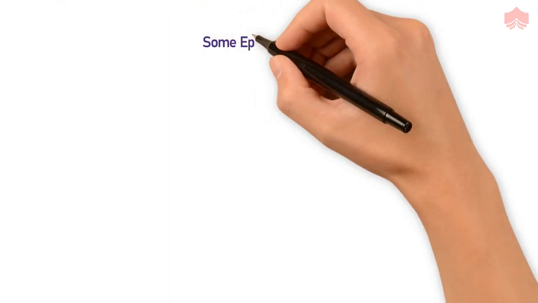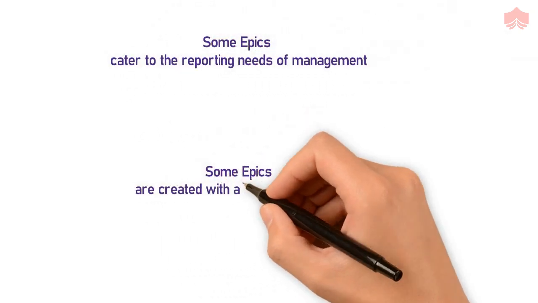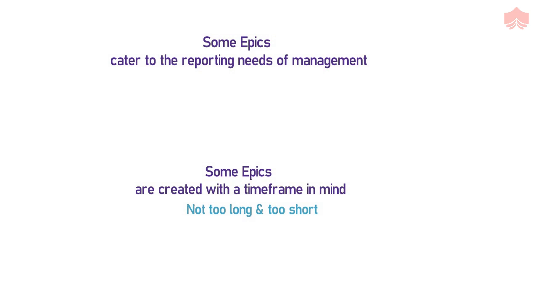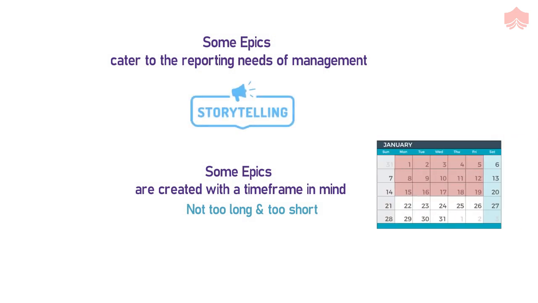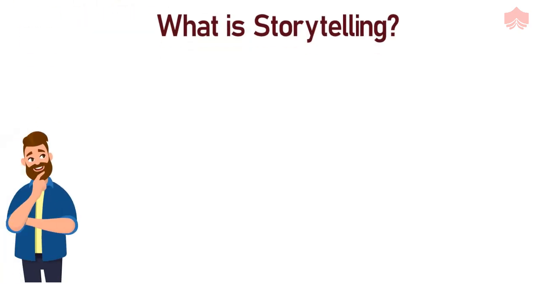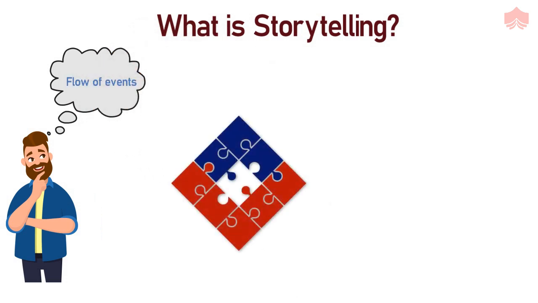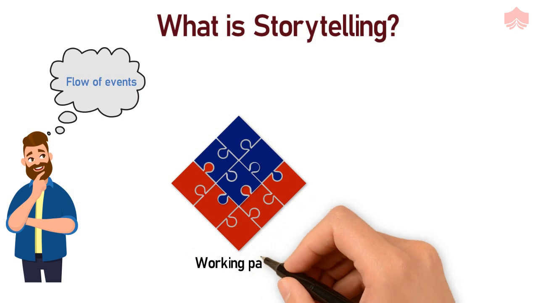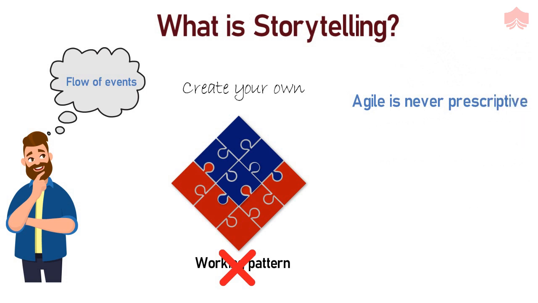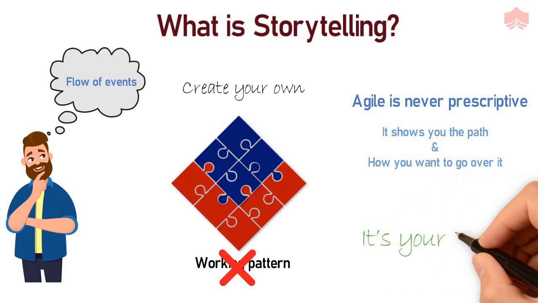Some epics cater to the reporting needs of management. Some epics are created with a time frame in mind. It should not be too long or too short, which means it should not take more than a couple of weeks to finish. But the widely used way is storytelling. So, what is storytelling? Storytelling is a tool which helps you visualize the flow of events and how they coordinate back up to the epic. If you feel your working pattern does not sit in any of the mentioned ways, create your own. Just remember, Agile is never prescriptive. It shows you the path, and how you want to go over it is your choice.